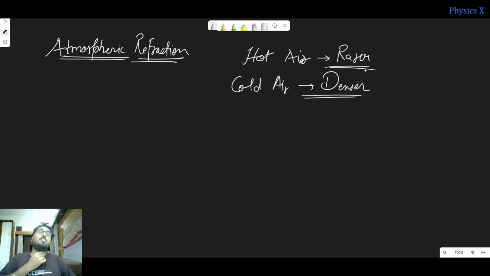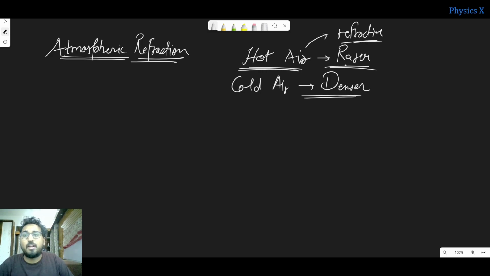Okay, so this temperature is continuously changing. It doesn't remain constant. So what happens? The refractive index of hot air, because this is a rarer medium, will be less, right? Refractive index will be less, and in the other case the refractive index will be more. So due to this difference in refractive index, there will be refraction.